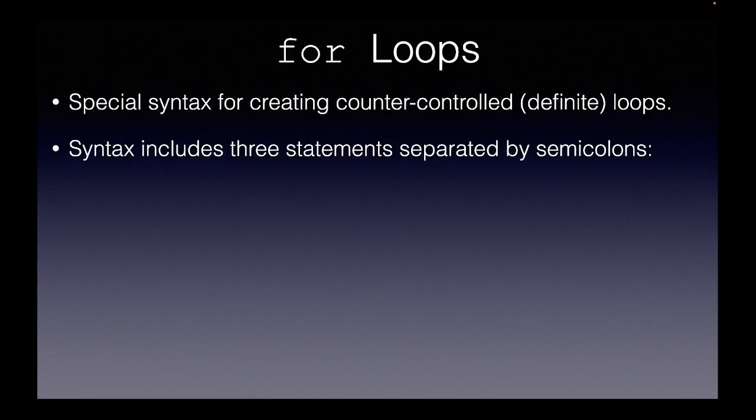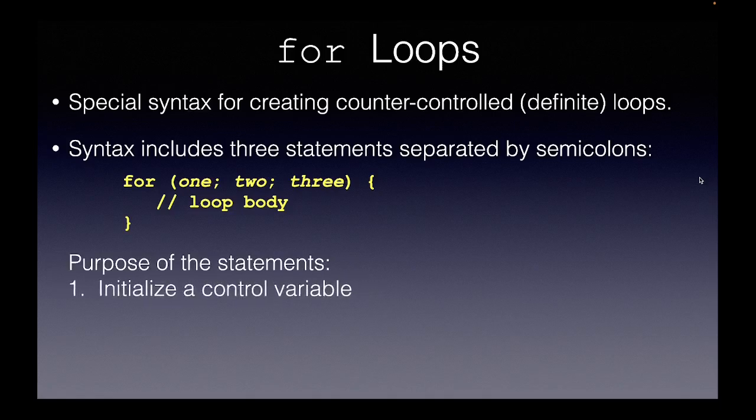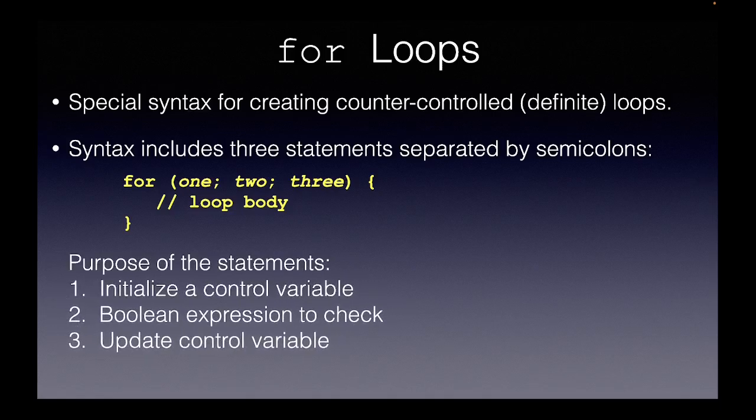The syntax looks like this. It's going to be the keyword for and then parentheses, but in those parentheses, instead of just having a Boolean expression like in our previous examples, we're going to have three separate statements. And then we're going to have our code block, which is the body of the loop. Those three statements match up with the three things we need to be aware of when we are making a loop. We have to initialize a control variable, we have to check a Boolean expression, and we have to update that control variable. Not coincidentally, that's what these three statements are there for.